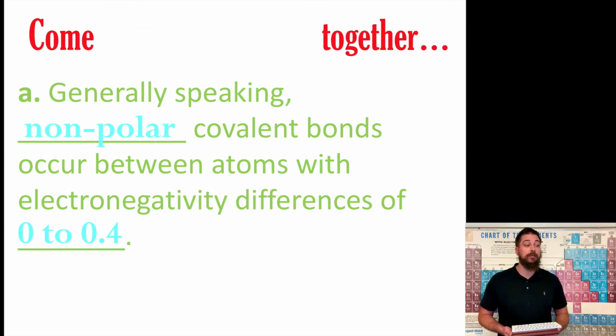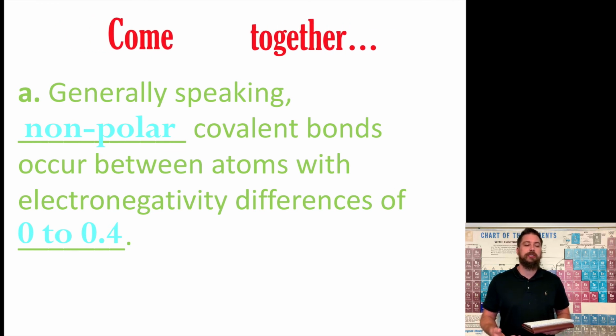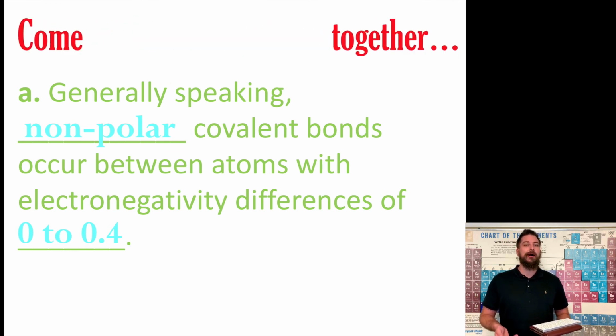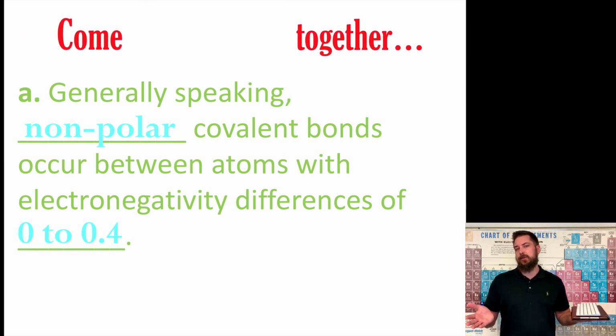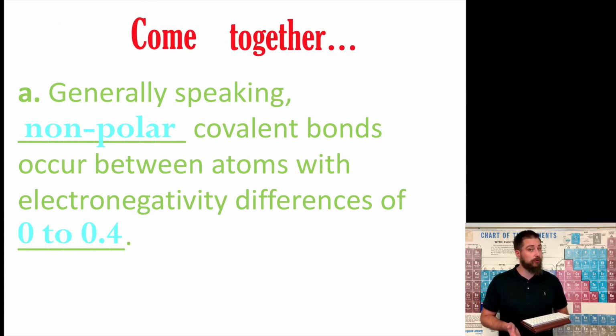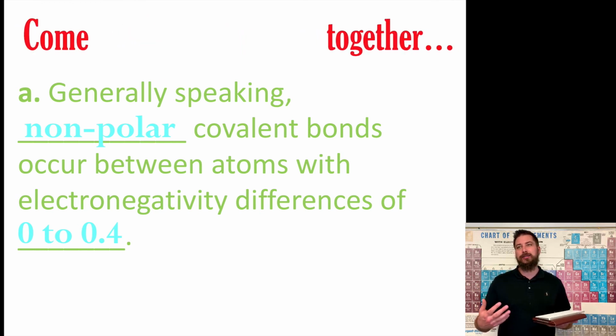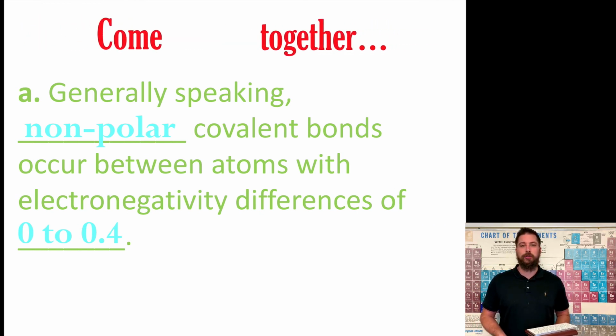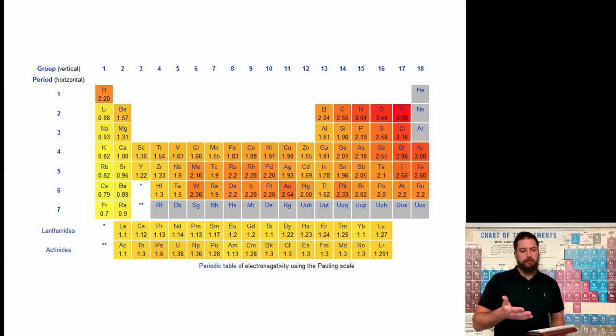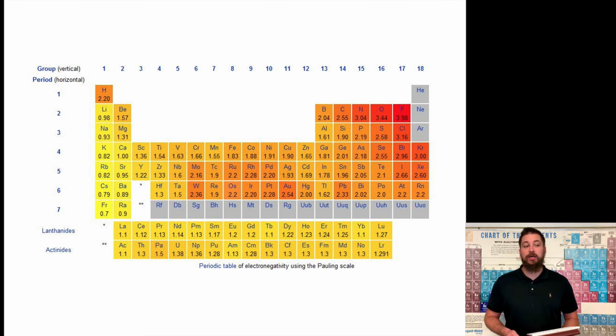And so generally speaking, nonpolar covalent bonds occur between atoms with an electronegativity difference of 0 to 0.4. So if you have two elements and their electronegativities are within 0.4 of each other, we're going to consider that to be equally shared electrons. Now, let's take a look at oxygen and fluorine, for example. Look at the difference between the two. That actually is about 0.44. And so that's right on the boundary of being nonpolar or polar.